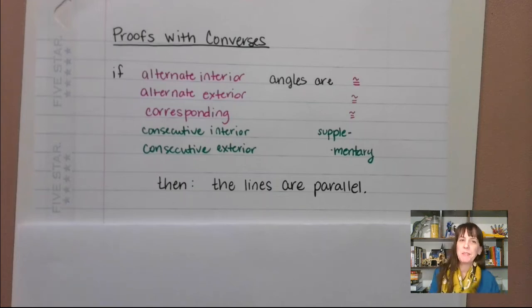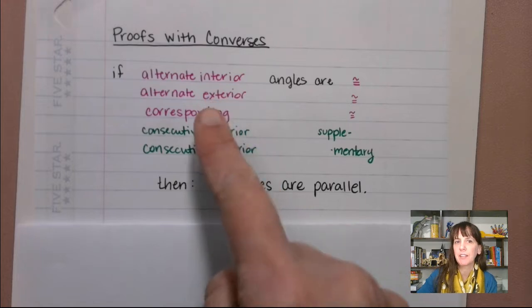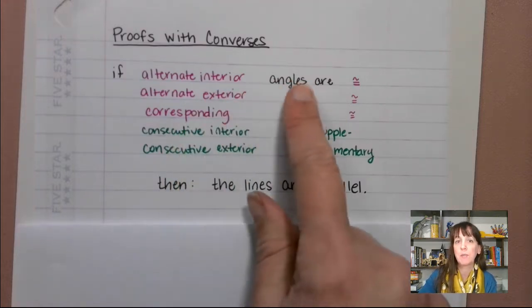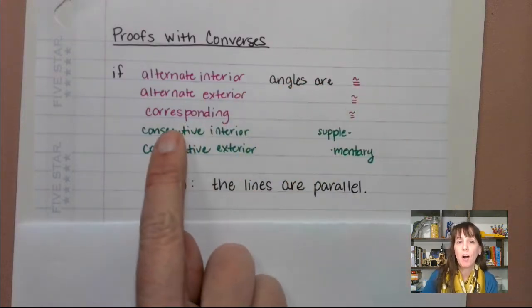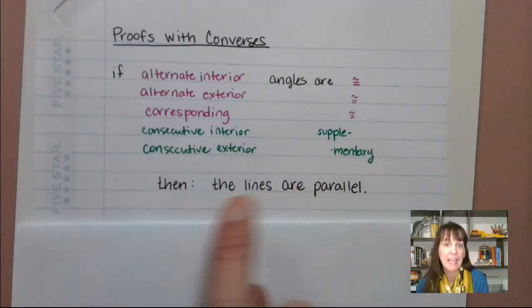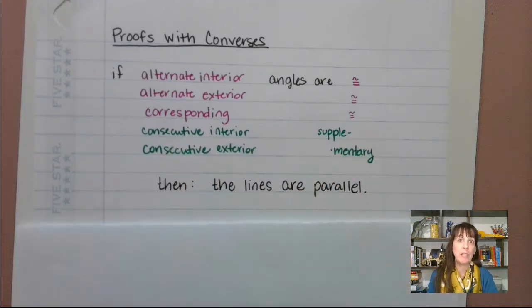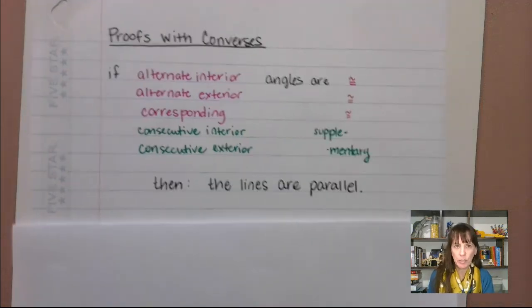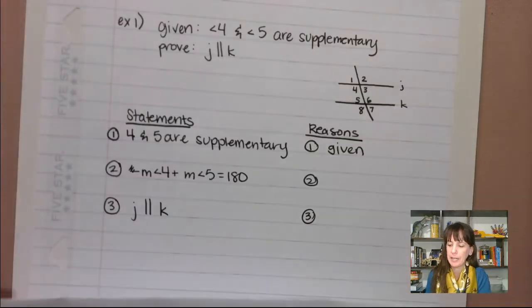Right, friends, let's talk about using proofs with converses. So if we have alternate interior angles, alternate exterior, or corresponding angles, and we say that they are congruent, or if we do consecutive interior, consecutive exterior, and we say those are supplementary, then those lines are parallel that the transversal is crossing. So how does that work in a proof? Let's take a look at this first proof right here.